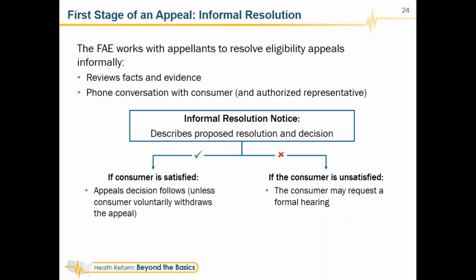At the end of the phone call and after examining all of the information, the appeals entity is going to propose a resolution. If the consumer is satisfied, great, everything is done, the decision will follow, or the consumer may voluntarily withdraw the appeal. It might be that the consumer actually learns during this process that they didn't have appropriate grounds to file an appeal. If the consumer is unsatisfied with the result of this informal resolution, then the consumer may request a formal hearing, and we go on to the second phase of the appeals process.